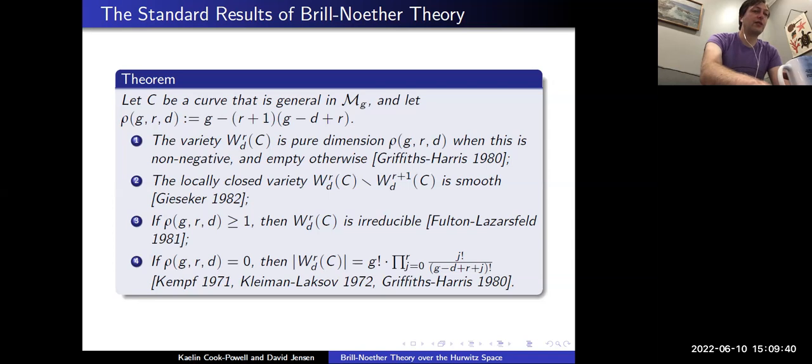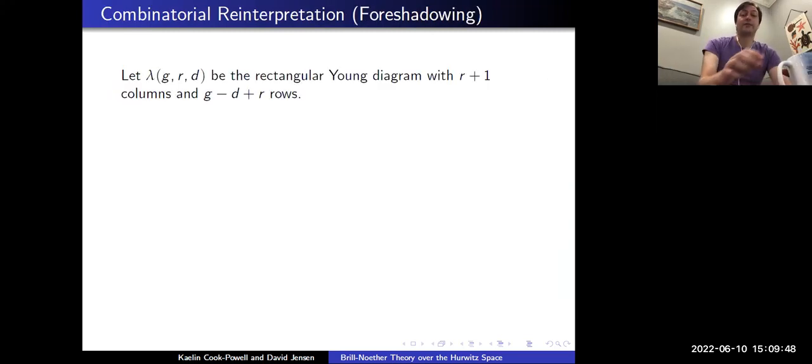So the first thing I want to do before I move on is take some of these results and recast them in a combinatorial way. This is a bit of foreshadowing for Kalen's talk. I'm not really going to get into the details of where these combinatorial constructions come from, but this will help me formulate some things later.